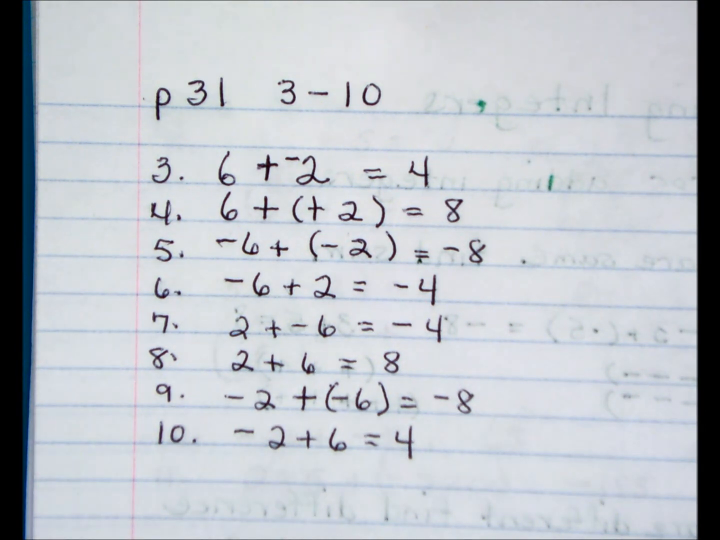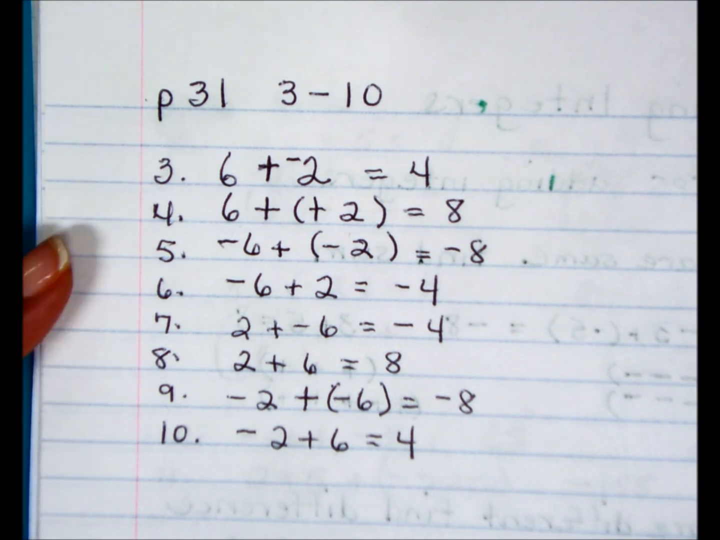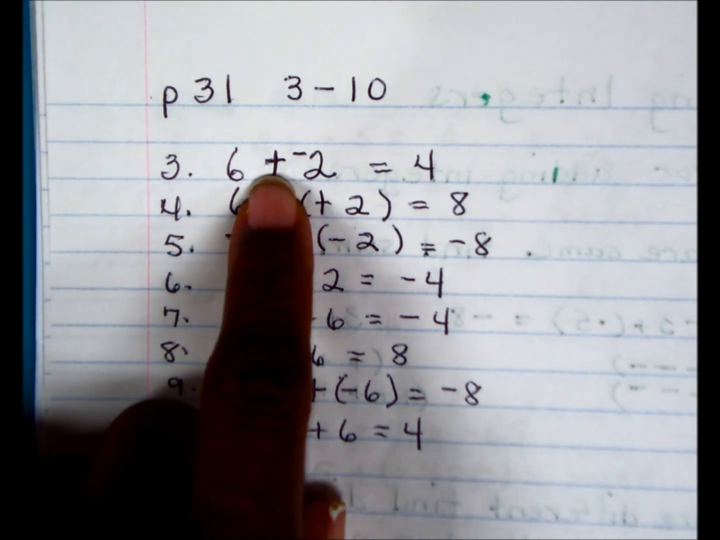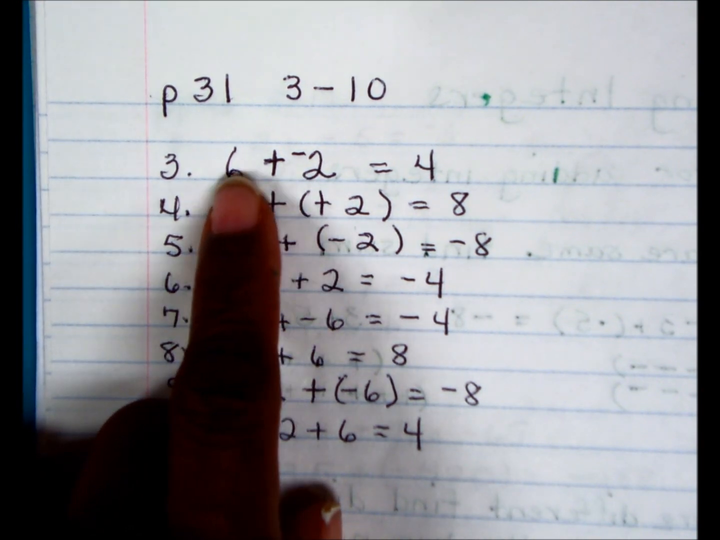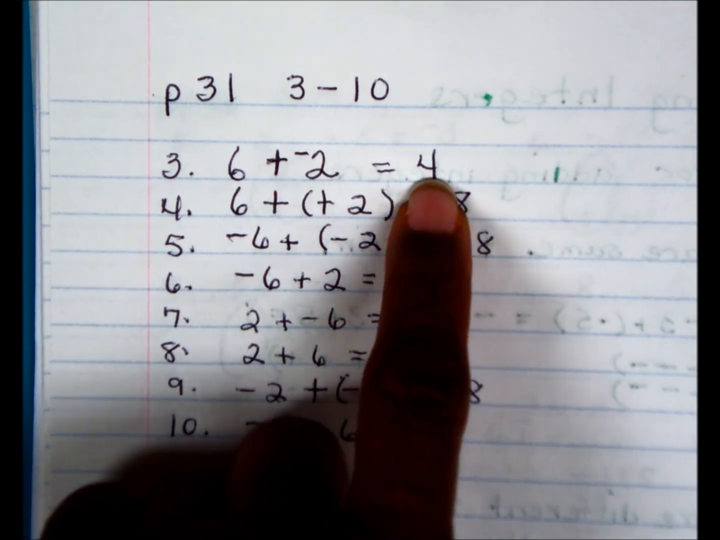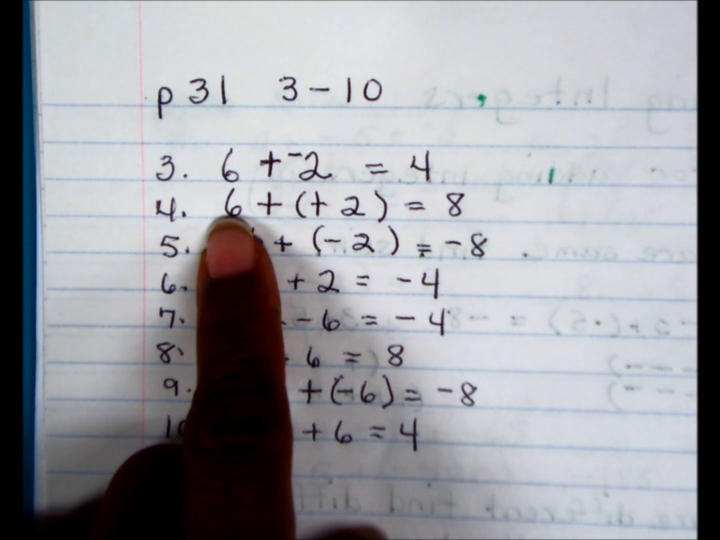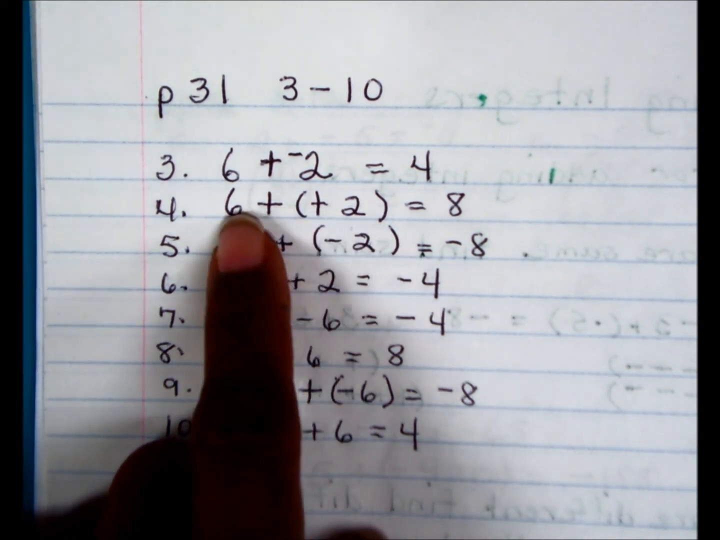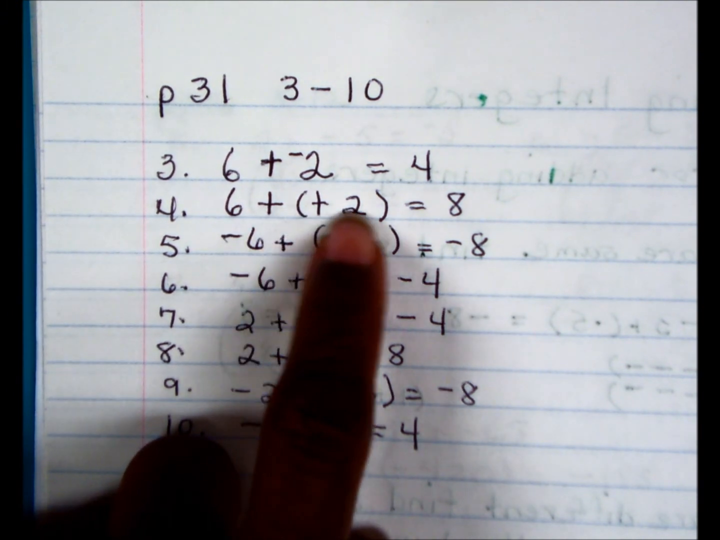Okay, so on page 31, you had to do these problems. It was 6 minus 2, and you changed it to 6 plus a negative 2, which your answer should have been 4. You had to change this 6 minus a negative 2 to 6 plus a positive 2.